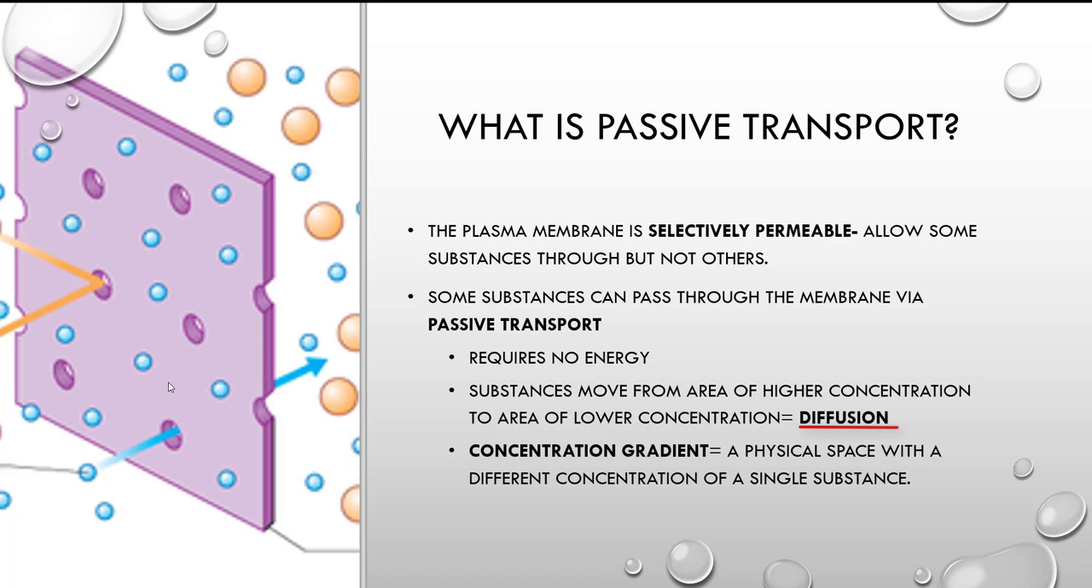So what is diffusion? This is when substances have the tendency to move from areas of higher concentration to areas of lower concentration. For example, think about if you have an air freshener spray. When you spray that air freshener, at first it's highly concentrated where you spray it, but then it diffuses out and spreads throughout the room, right? So it goes from an area of higher concentration, the area where you just sprayed, to an area of lower concentration to spread out. And that's what diffusion is. The odor particles are moving from higher concentration to lower concentration. And so they follow this concentration gradient. A concentration gradient is just a physical space with a different concentration of a single substance. So substances have that tendency to move from a higher concentration to a lower concentration.